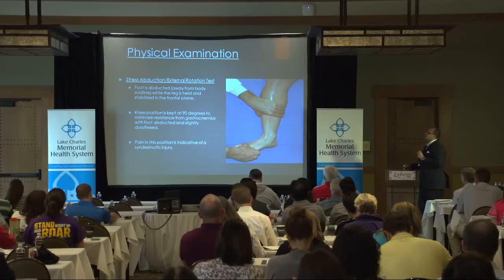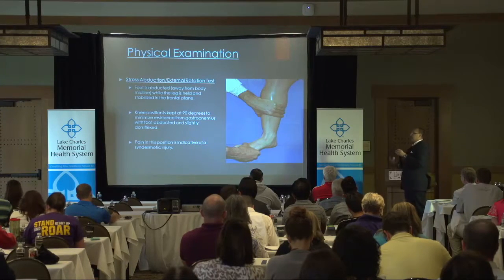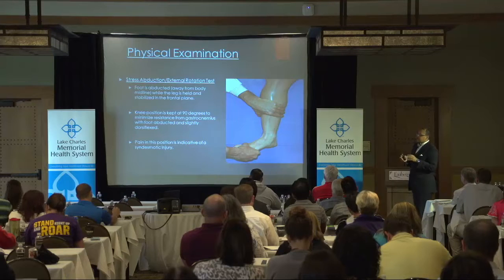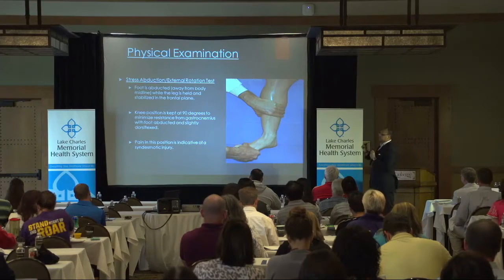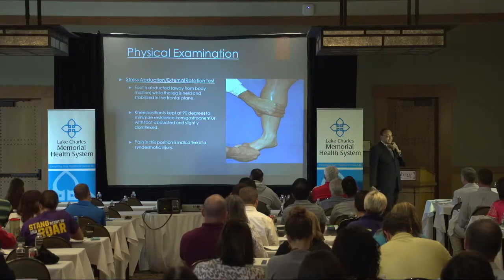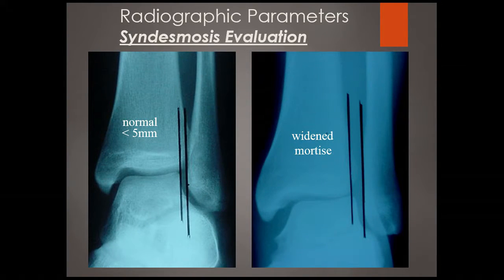And lastly is the stress abduction test. You forcefully abduct the foot away from the body's midline while maintaining the foot, or leg rather, in the frontal plane. It's key. This is a very easy test to mess up because if you keep the patient with a straight leg, the gastrosoleal component can actually prohibit or diminish some of that abduction force and give you a false positive or false negative report. So it's important that you keep that knee bent. Obviously, it doesn't have to be to 90 degrees, but it's best served at 90 degrees to completely eliminate the gastrosoleal complex.